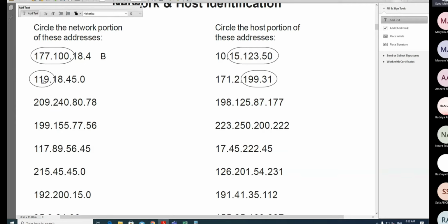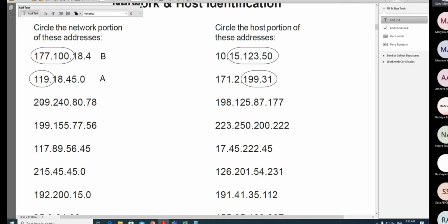And the second one, is it class A, B, or C? Class A. So how many bits for the network? 8 bits. So 8 bits means only the first block. The first block will be the network portion.